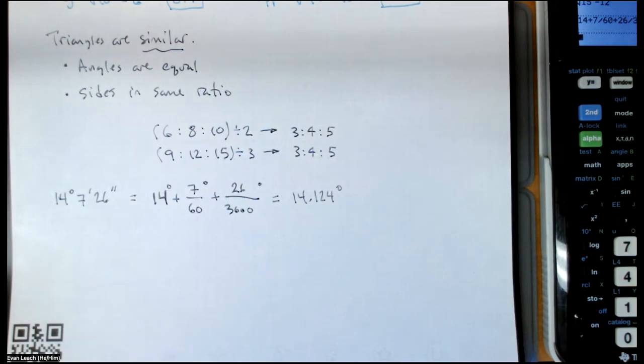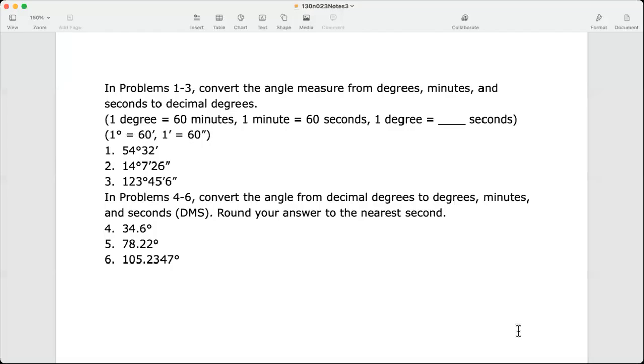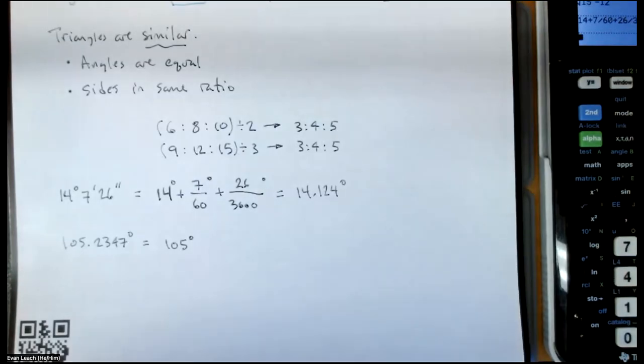Going the other direction, we have to look at the decimal part and figure out what the fraction is. So let's grab another one. I'm just going to pick one. So let's suppose that we have 105.2347 degrees. So the first thing is 105 of those are just degrees. So we start off with 105 degrees.